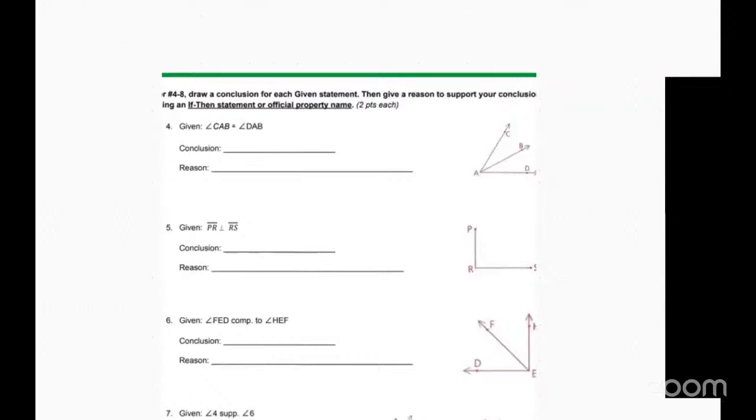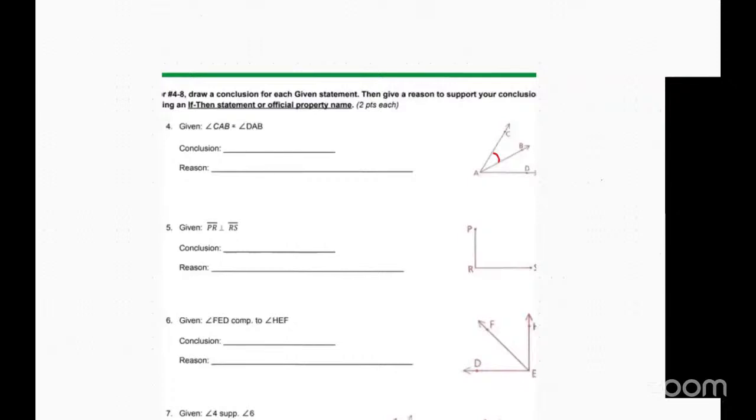Conclusion for each given statement, then give a reason to support your conclusion. An if-then statement or official property name. Okay, so they're giving that, and I'm going to draw it in here. It's always good to draw it in. CAB, so you know how to identify that. CAB, it's that angle, yeah? Yes, sir. Is equal or congruent to DAB.